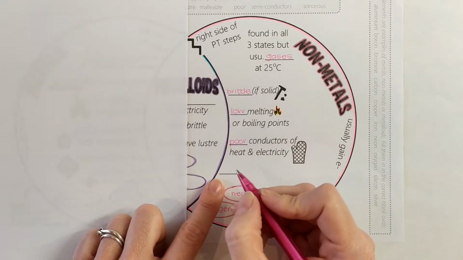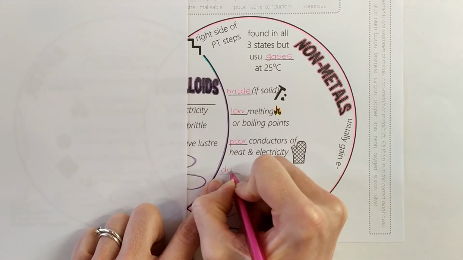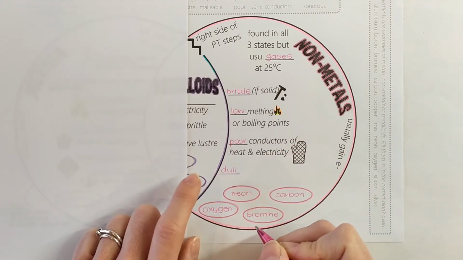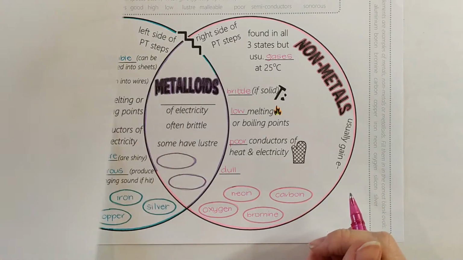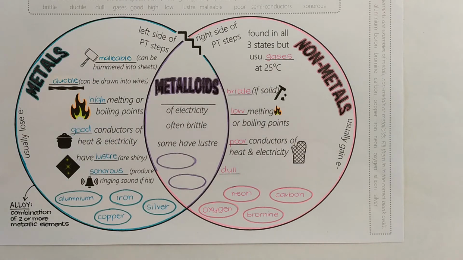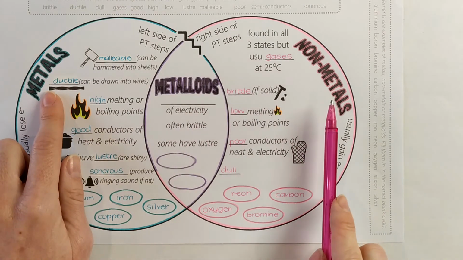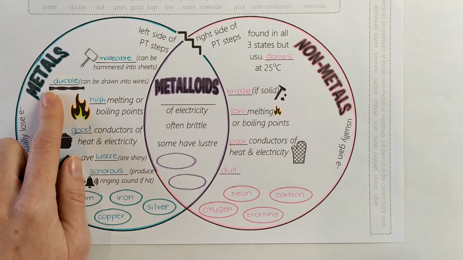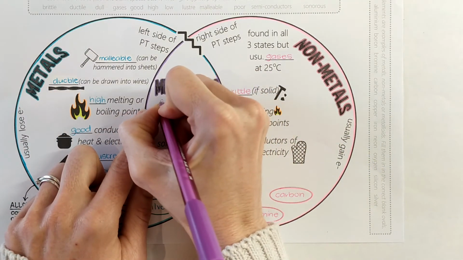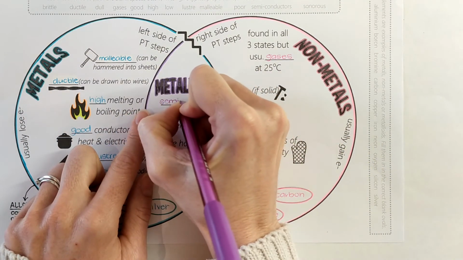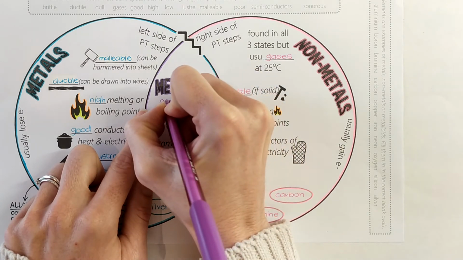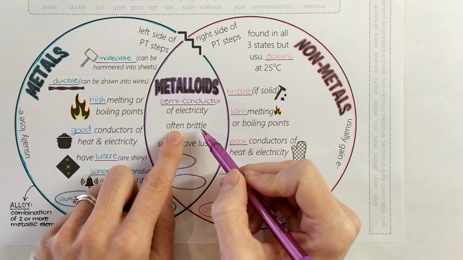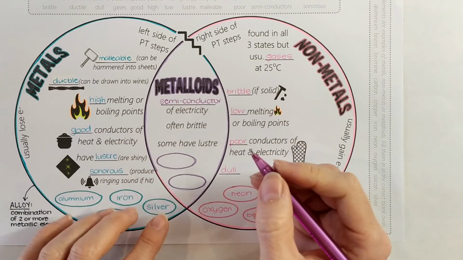The last little thing I want to mention is that compared to metals, most non-metals are dull, so they do not have luster. Mostly they're going to be quite dull in color. Now let's have a look at the metalloids. The metalloids have properties that are a combination of metals and solid non-metals specifically, and that is that they can be semiconductors of electricity. So they can conduct electricity under certain circumstances. They are very often brittle, and some of them have luster.